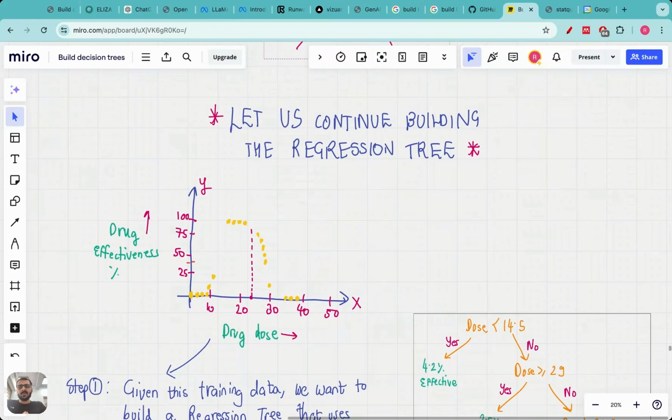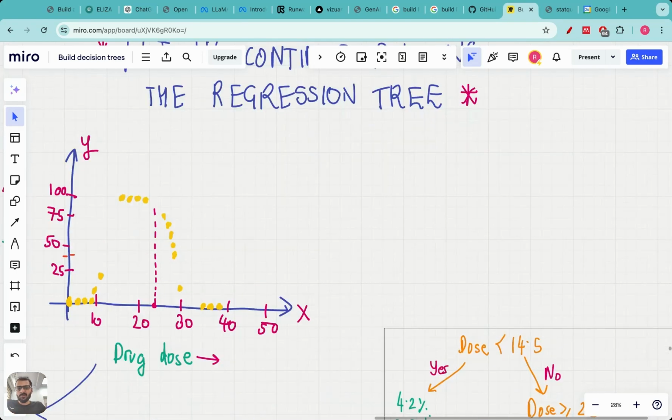Hello everyone, welcome to this lecture in the Decision Trees from Scratch series. So, in the previous lecture, we started the process of building a regression tree entirely from scratch. So, let me first revise the problem which we have.